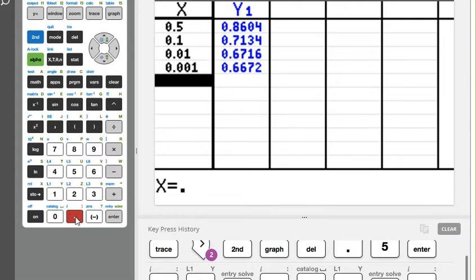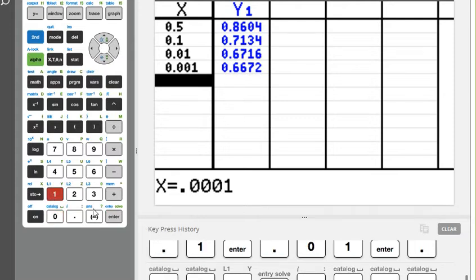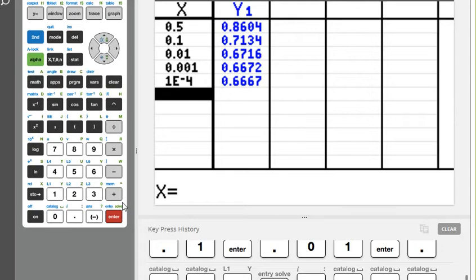I mean, I'm not really doing any rocket science here. I'm just trying to add more zeros and get closer and closer to 0. Of course, this one's going to show up in scientific notation. But you can start to see where the y values are going. And you can try that in the other direction too.